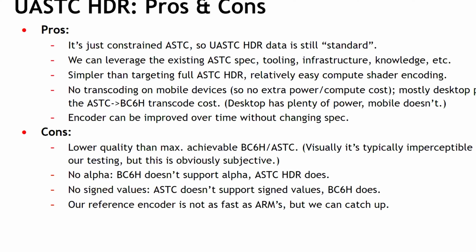And so the cons, to be completely upfront, is that because we're not utilizing the entire format, there will be lower quality than max achievable. And I'm going to have some graphs in a second about that. Because we are a union of both BC6H and ASTC, there are 2 things that we don't support. Currently, we don't support alpha. I actually think we could get alpha in there. ASTC HDR does support alpha. BC6H does not. Currently, we're just the subset, so we're just what's in common between them both.